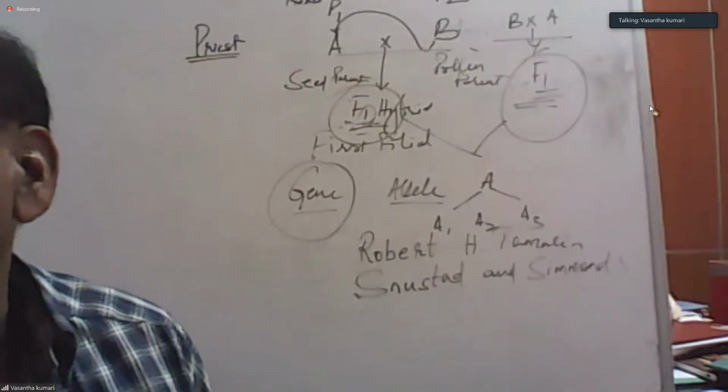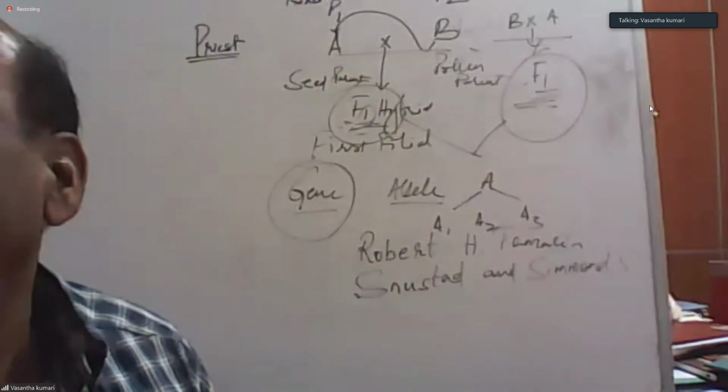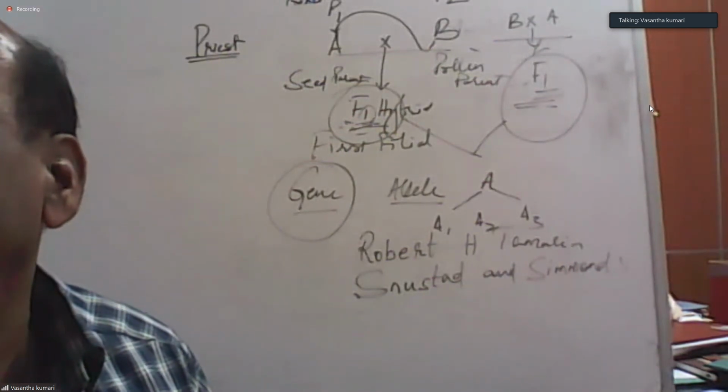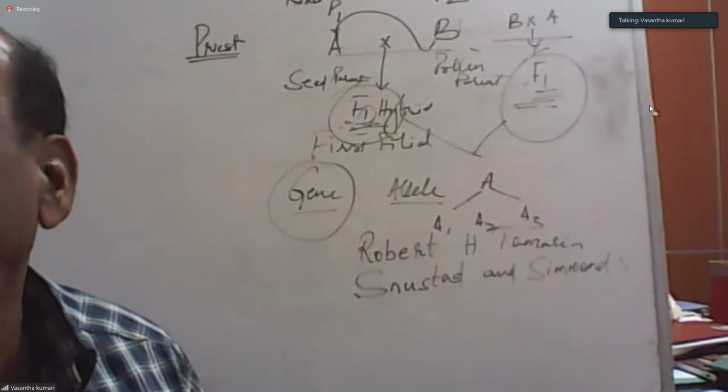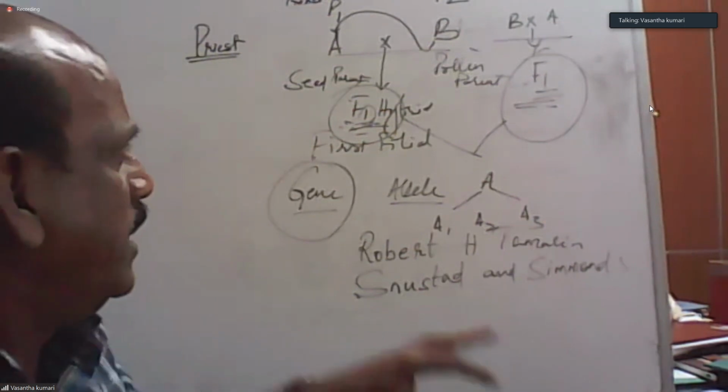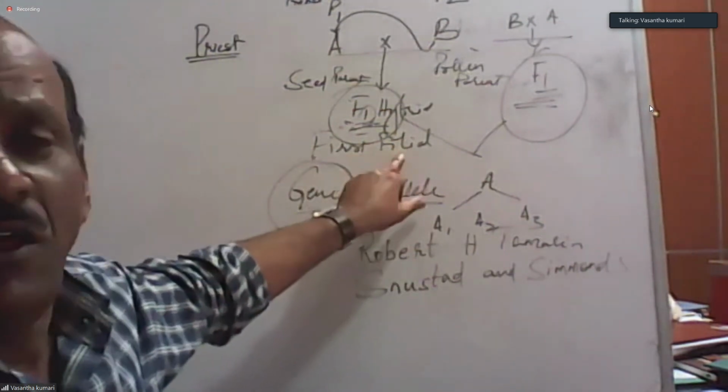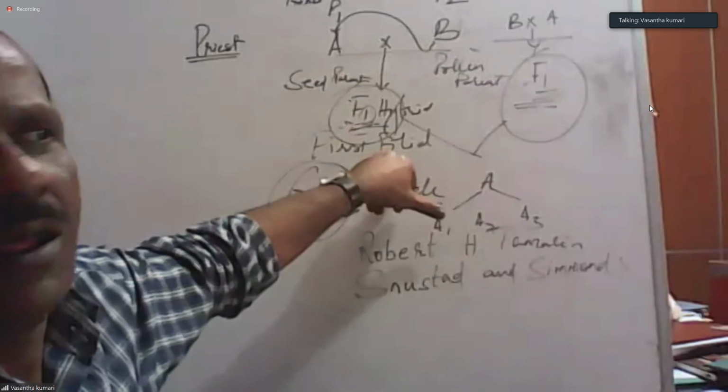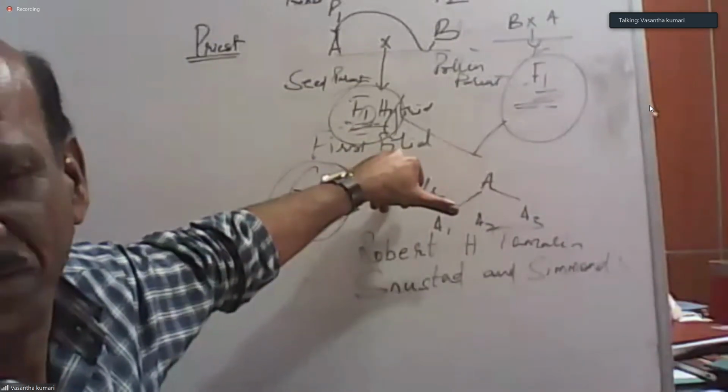So while writing product of crossing, we write F1 generation, F2 generation. What is the full form of the letter F? F is filial. Filial. Is that clear?